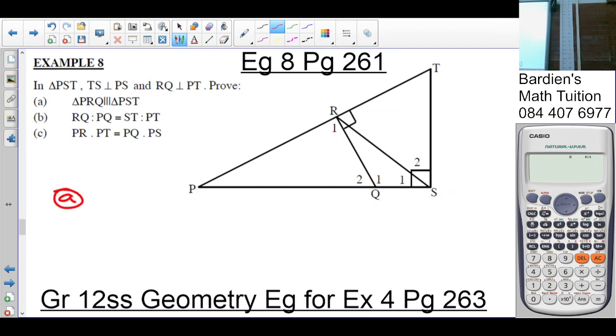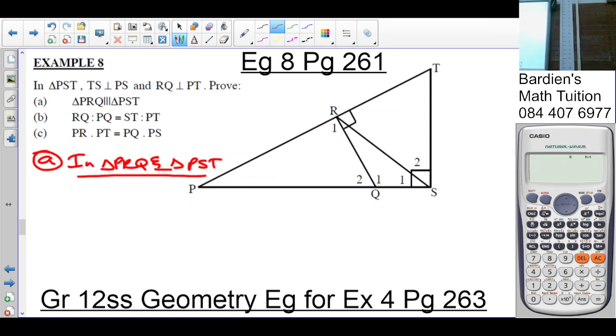Okay? So when we prove similarity or congruency, we start off as follows. We say in triangle PRQ and triangle PST. We don't start off by saying that the two triangles are congruent or similar. You can't start off like that. So if they ask you to prove congruency, we say in triangle PRQ and triangle whatever. To prove similarity, we start with the same one. If you leave it out, you won't lose the mark.